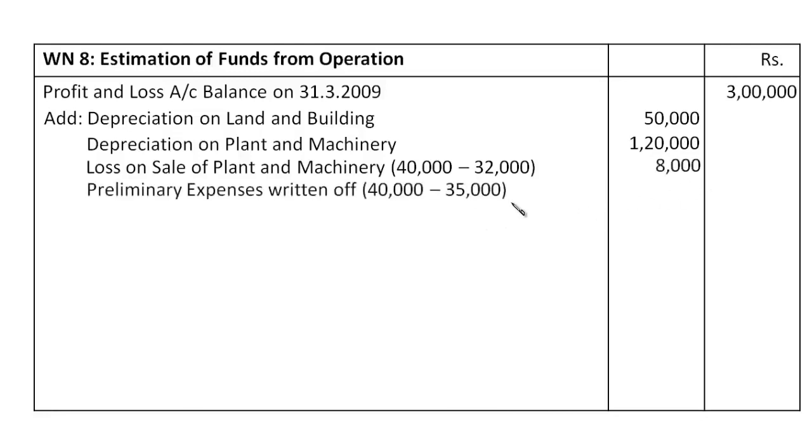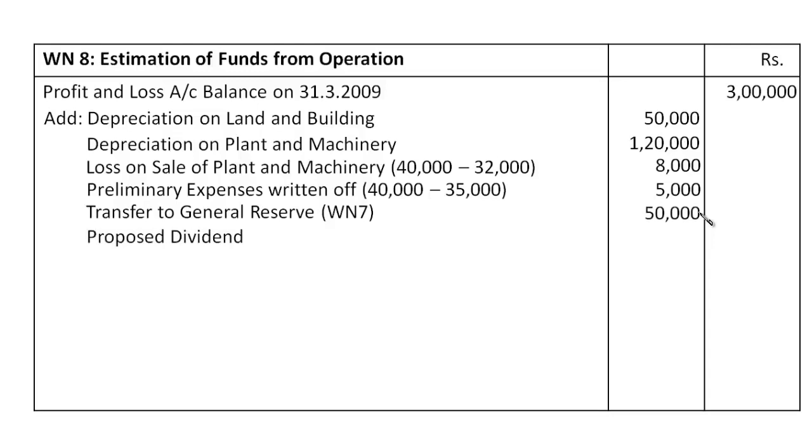Next item is preliminary expenses. Here we understand preliminary expenses have come down from 40 to 35,000. So the P&L balance would have been adjusted by this 5,000. So we'll add. Next item is transfer to general reserve. Here we have done that in working note 7, wherein there is a movement, but what is transferred from P&L is only 50,000. So we are showing that here. Next item is proposed dividend. The dividend that is shown in the balance sheet as proposed dividend for this year is what would have been charged in P&L. So that is 2,60,000.